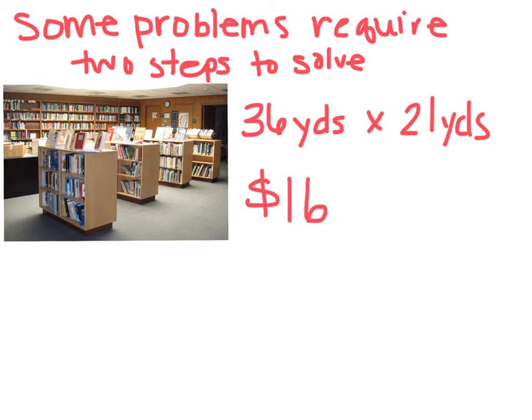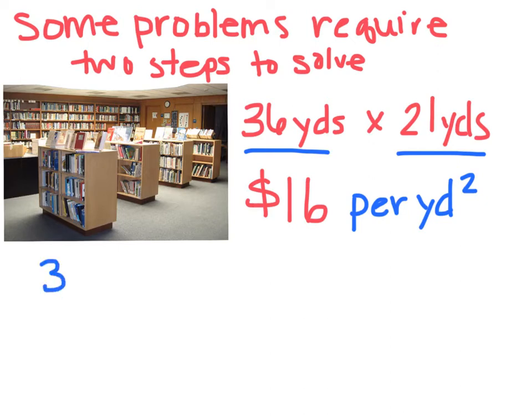Okay, so we have 2 pieces of information here that we need to work with. The first is we know the length and the width of the library. That lets us find its area. Next, we know the price per square yard of the carpet. So once we know how many square yards we need to cover, we can go back and calculate how much it will cost. So the first thing we need to do is to find the area of the library.